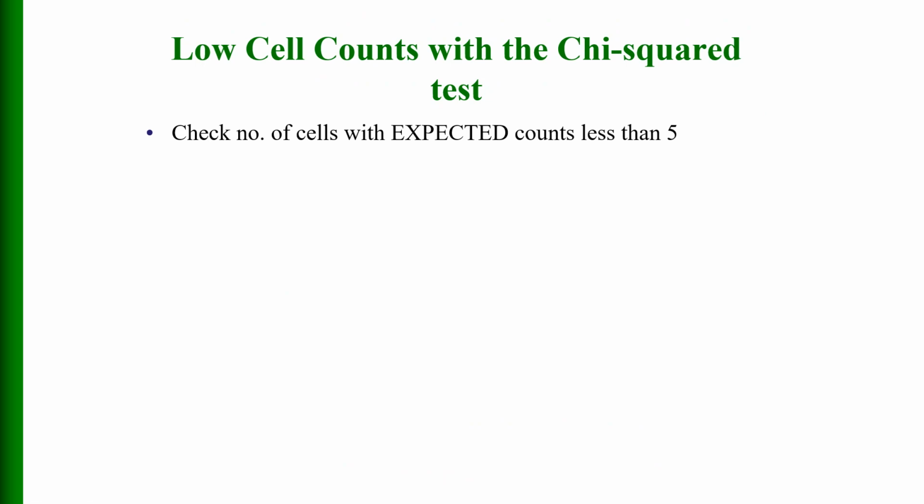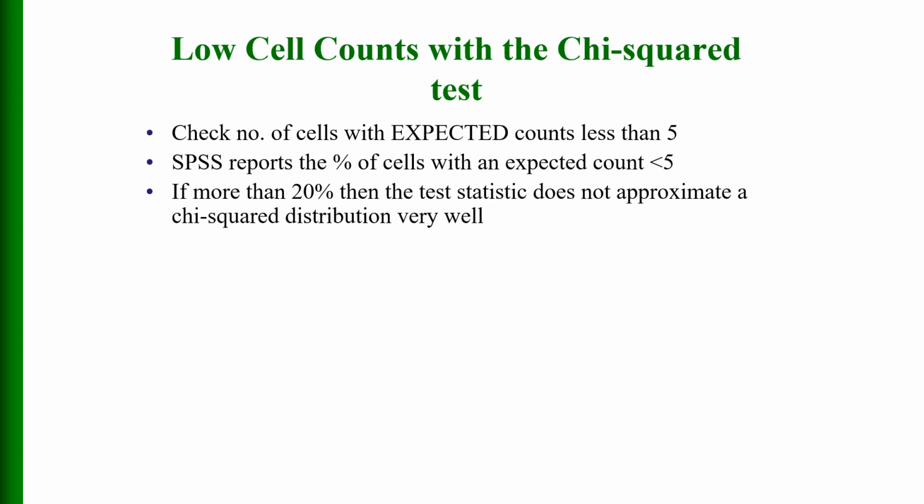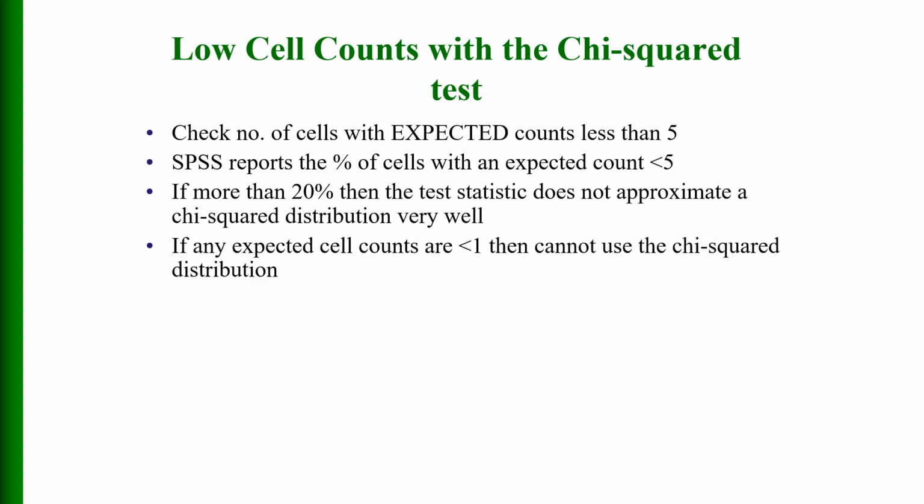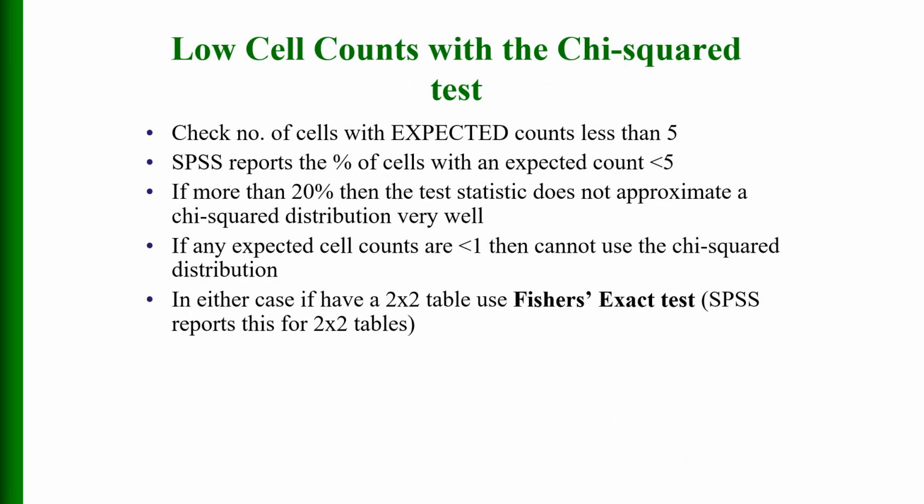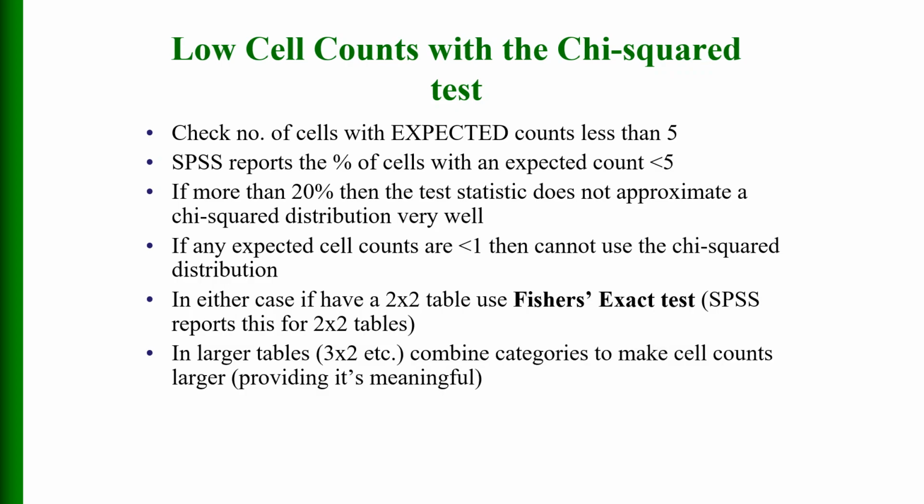Low cell counts with the chi-square test. Check the number of cells with expected counts less than 5. SPSS reports the percent of cells with an expected count less than 5. If more than 20%, then the test statistic does not approximate a chi-square distribution very well. If any expected cell counts are less than 1, then we cannot use the chi-square distribution. In either case, if we have a 2 by 2 table, use Fisher's exact test. SPSS reports this for 2 by 2 tables. In larger tables, that is 3 by 2, etc., combine categories to make all counts larger, providing it's meaningful.